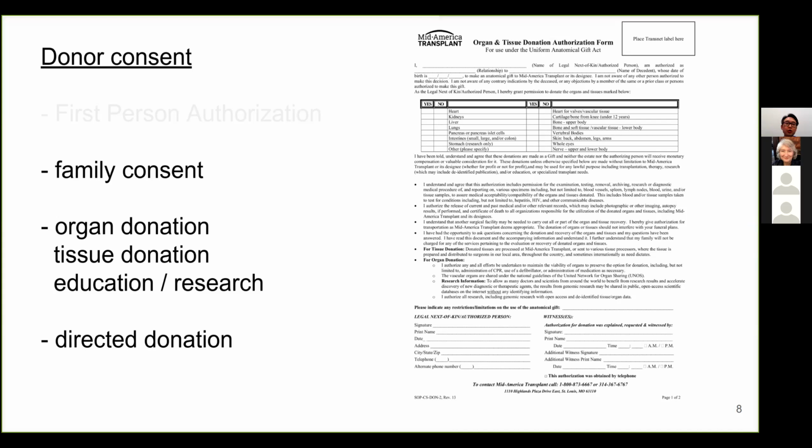We always try to honor the requests of the donor family. Sometimes it's not always possible. For example, there was another time where someone had tried to do a directed donation for a kidney, but the donor's blood type did not match the person they wanted to donate to, and so we weren't able to make that transplant happen.